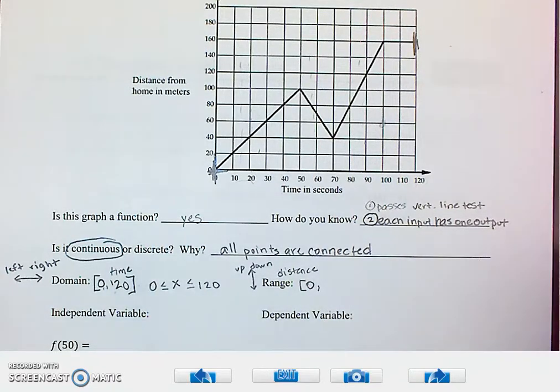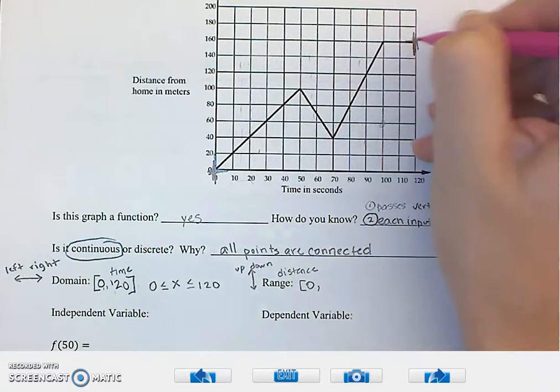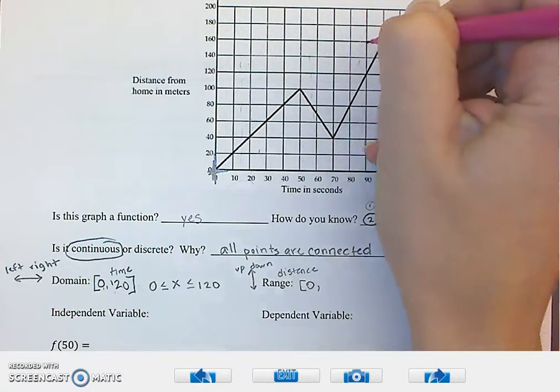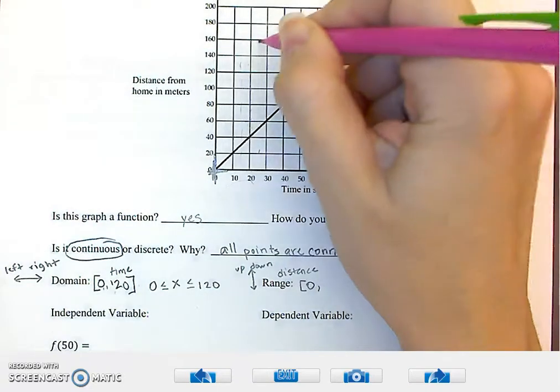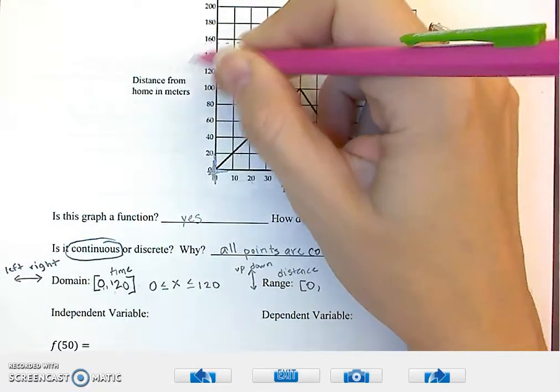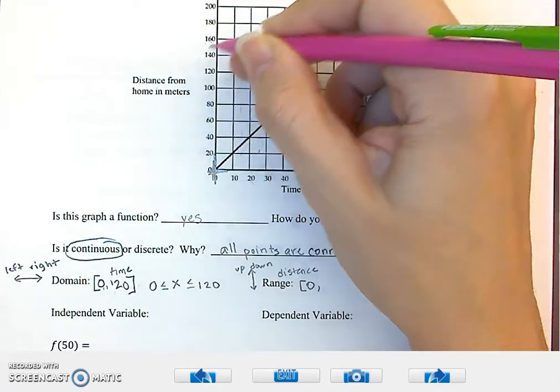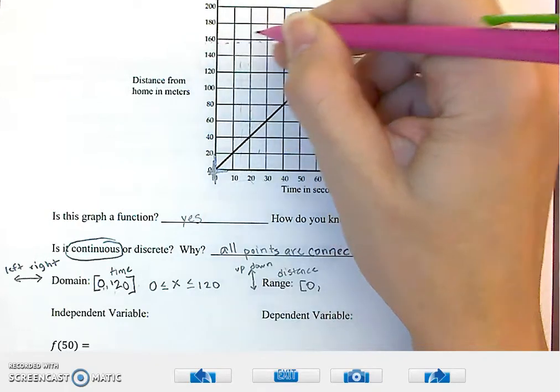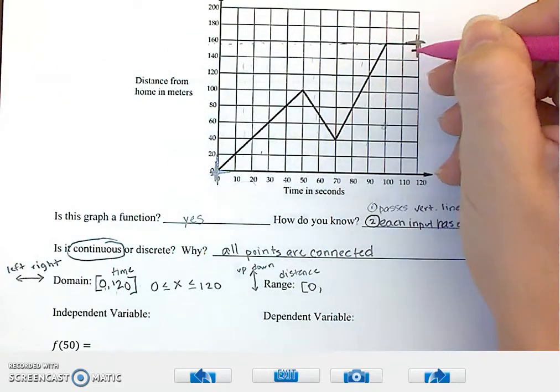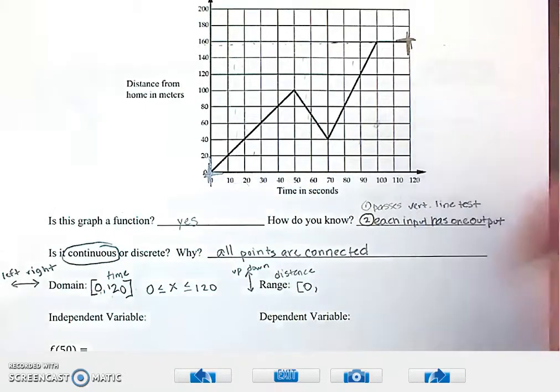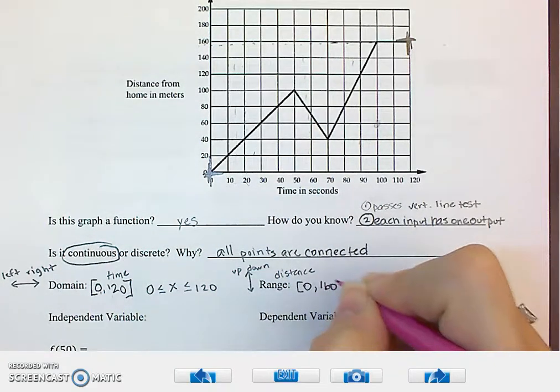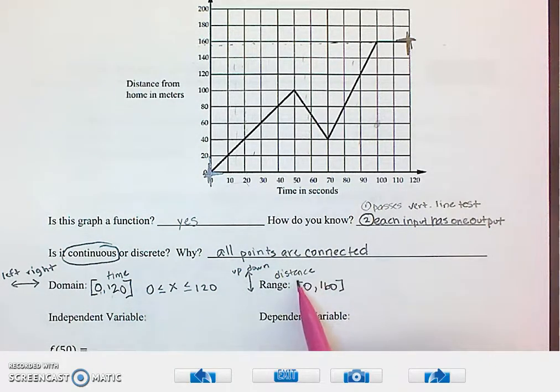My range for the top is also this point here. Same point. However, we are now looking to go over to this value because we want the y. We want the distance from home. We want that value. So in this case, your very, very top point on the top of this graph is 160.